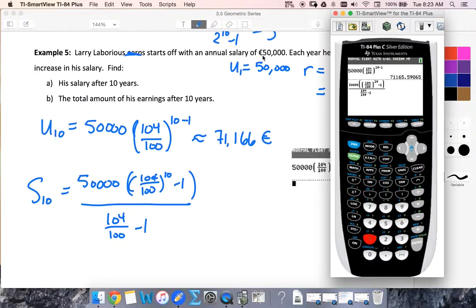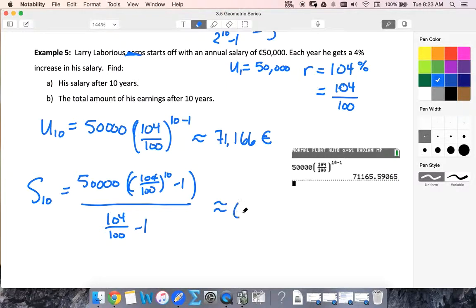So if he saved every penny, so I've got 50,000, and if he only made that for 10 years, I would have 500,000. So I know that my value's got to be much bigger than 500,000, and it's 600,305. So I'm estimating to see if I've typed it into my calculator correctly, and that feels like a good answer to me. And I'll see you in class where we will practice this more.